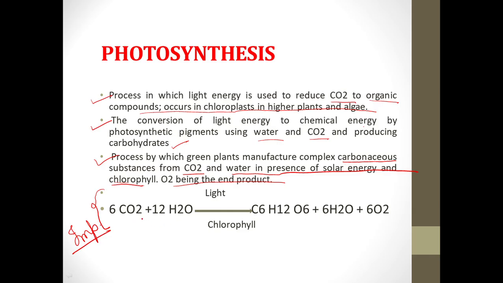6 molecules of carbon dioxide, 12 molecules of H2O in presence of light, giving 6 molecules of 6-carbon sugar, that is hexose sugar, we use it. I know glucose is formed, giving 6 molecules of water and 6 molecules of oxygen. And this oxygen is the end product of the reaction, but a very useful product for animals and living things, because they are respiring, they need oxygen for the respiration.